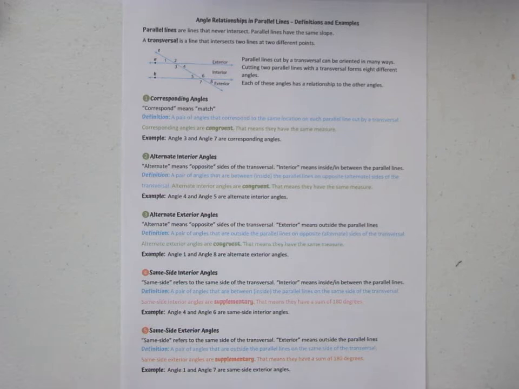Now, y'all have shown me that you know how to identify angle relationships. So in this video, I'm going to show you some examples of how to use your knowledge of angle relationships to find missing information in parallel lines cut by a transversal.